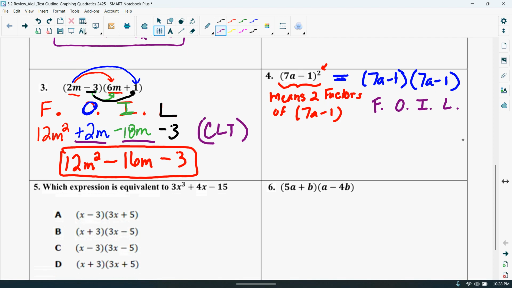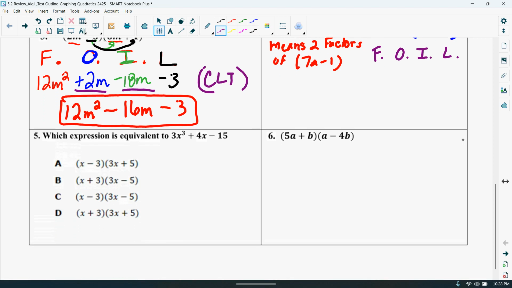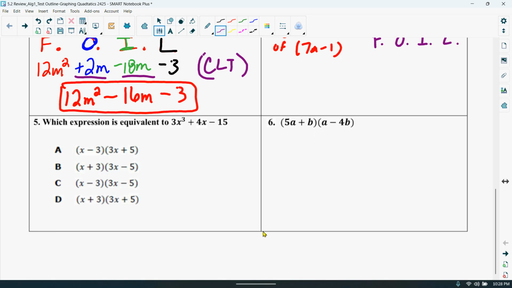All right, so on number 5, I want to show you a shortcut or a way to check your work to help you with your problem solving with your calculator. So the minute I see which expression is equivalent, equivalent is the keyword, I'm looking for the answer choice that would be the same as this expression, 3x to the third plus 4x minus 15. So in order to do that, I need to do the FOIL of each one. So I'm going to show you what you could do. Let's say you're not confident in your skill of using the FOIL method. So you go through, you work it out.